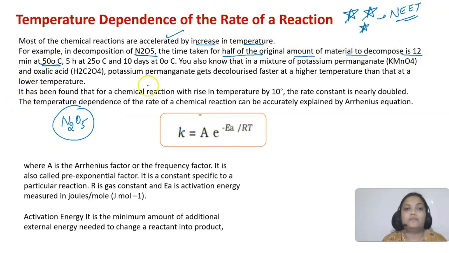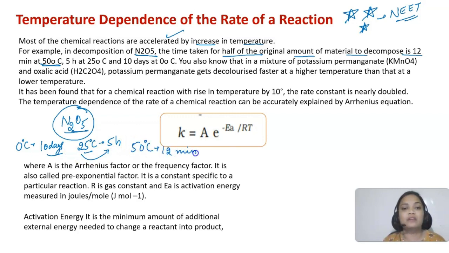Now see, if I am studying decomposition of nitrogen pentoxide, so at 0 degrees Celsius, half of the material will take 10 days to decompose. Okay. But if I increase the temperature to 25 degrees Celsius, for half decomposition it will just take 5 hours. Just see, from 10 days it is just reduced to 5 hours. And if I increase it to 50 degrees Celsius, the reaction will just happen in 12 minutes. Can you see, just by increasing the temperature, how fast the reaction has become? Earlier it was happening in 10 days at 0 degrees Celsius. But now at 50 degrees Celsius, it will be happening in just 12 minutes.